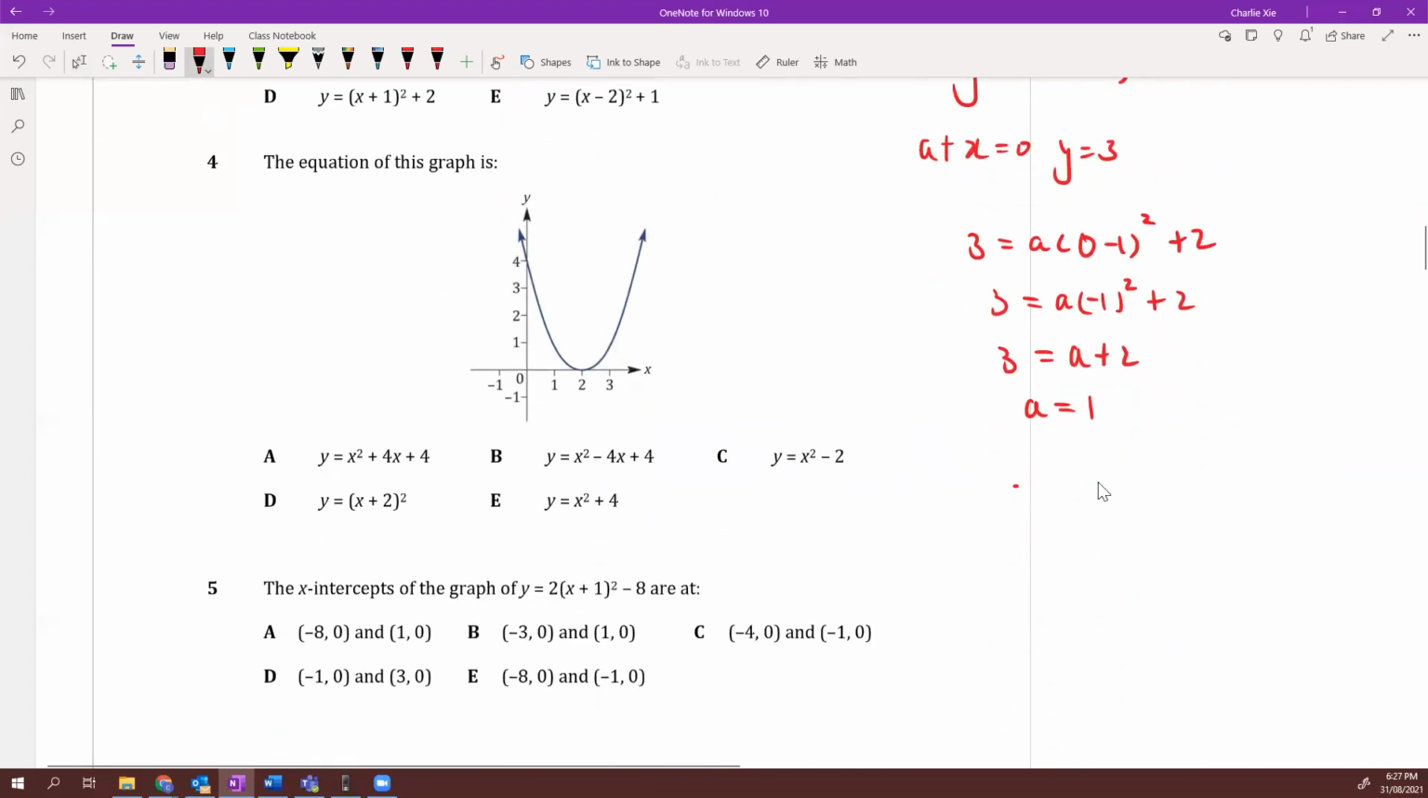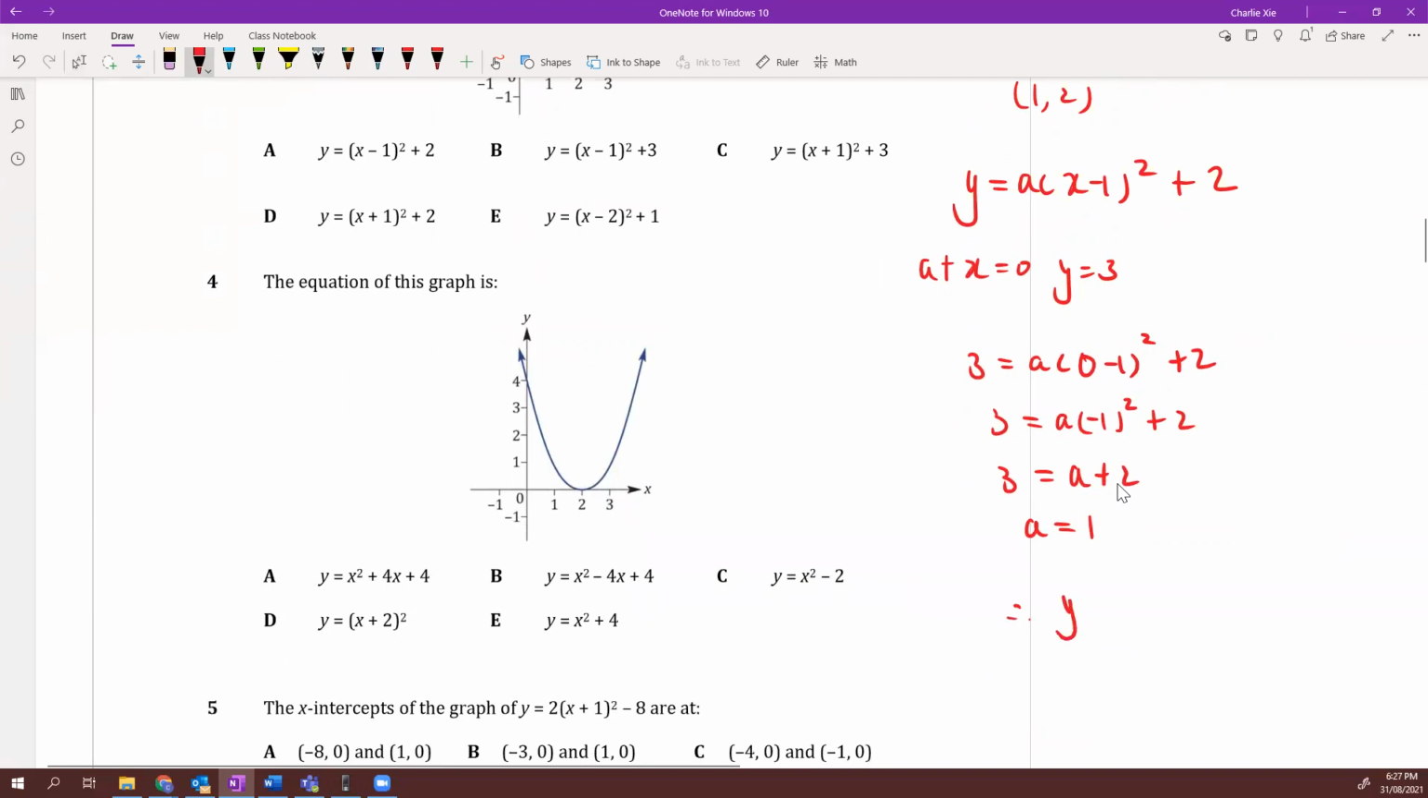That just means this equation is y equals, look here, a equals 1. So it's just 1 times something, you don't have to show it. So just write (x minus 1) squared plus 2. Therefore, your answer would be A. Let me just double check if that's correct.